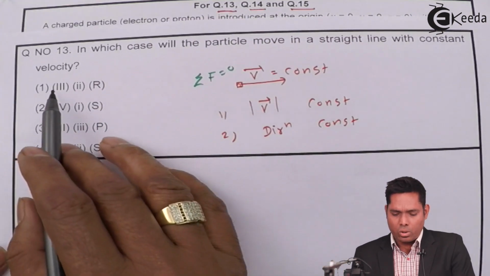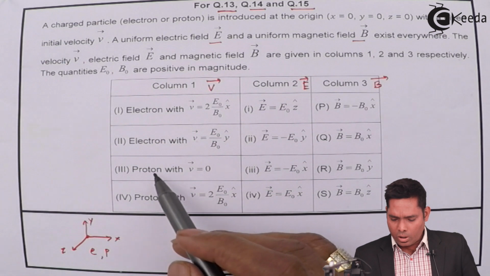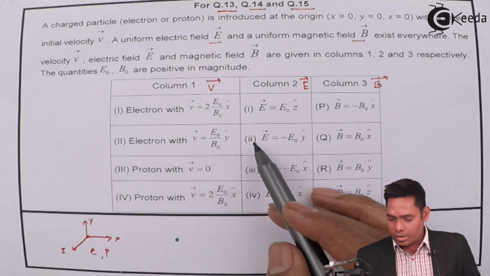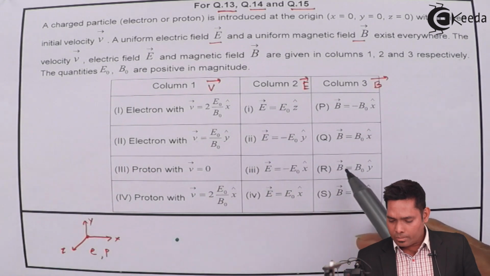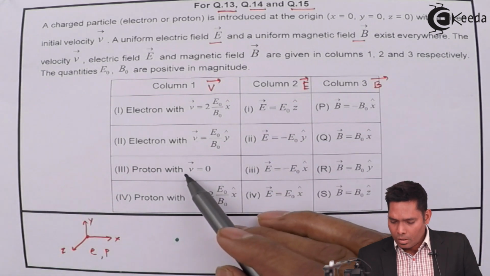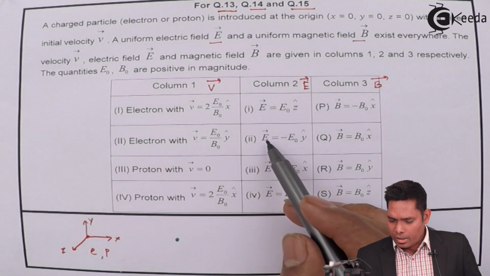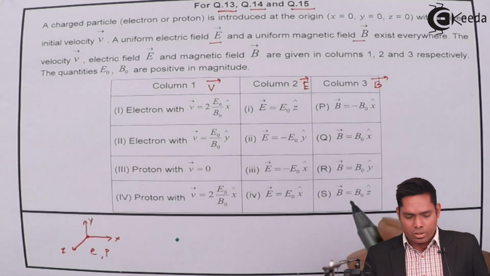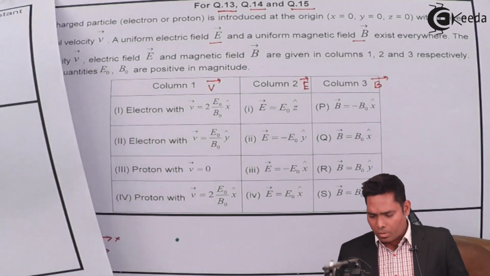This is 3 2 R. So 3 is this, 2 is this, and R is this. Whether this is correct or not, we have to check. The proton is not given any velocity. The electric field is this one, and R is this one. Let us try and solve this, whether it is possible or not.